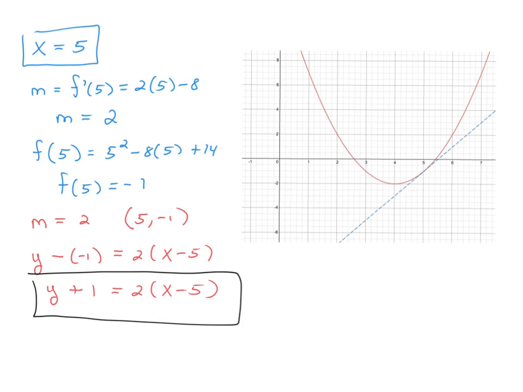So the last thing I did was just use Desmos to check my work. I graphed in the tangent line and the original equation itself, and it looks like at 5, negative 1, this is in fact the equation of the tangent line at this one spot.